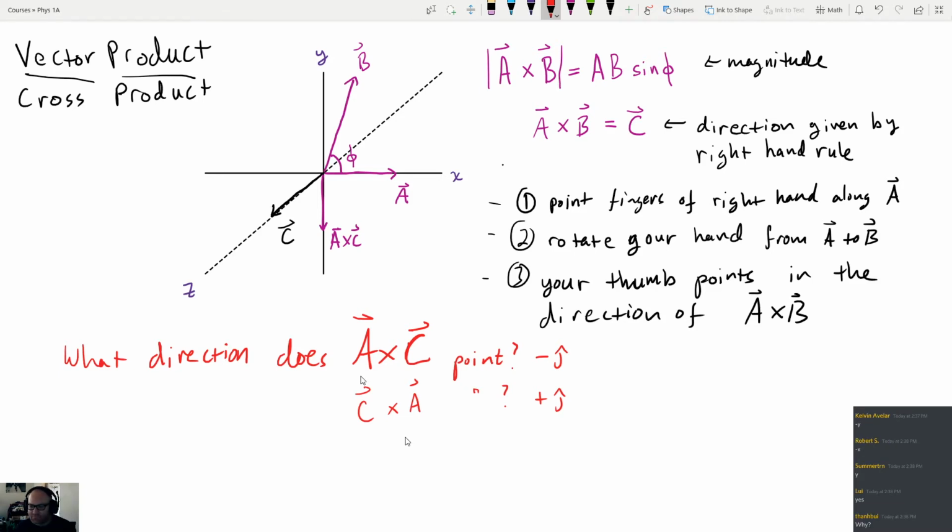Why does it point up, you're asking? So you have to just use your hand. You have to just do it yourself. You have to say, look, A is pointing along the x-axis. Oh, there's something else I left out. You have to rotate your hand from one vector to the other, but you do it along the shortest angle, okay? The smallest angle between the two of them. So if you just try it, point your fingers along X, go from A to C, your thumb should point down. If you point your fingers along C, and then rotate to A, your thumb should point up. Okay?